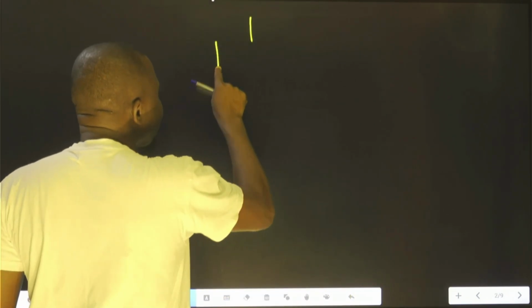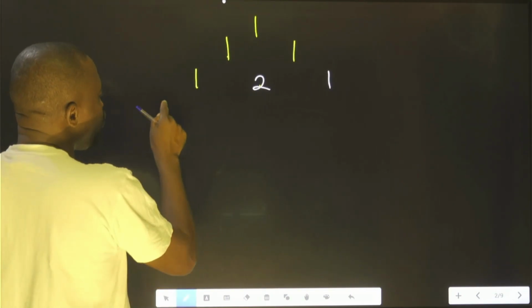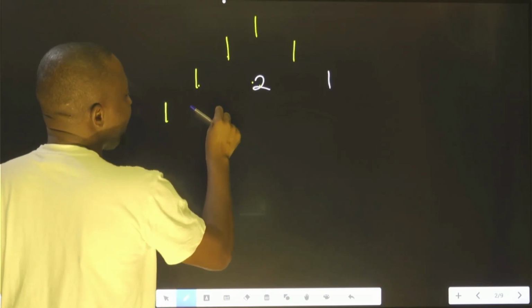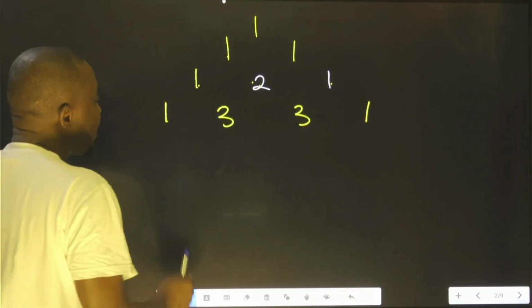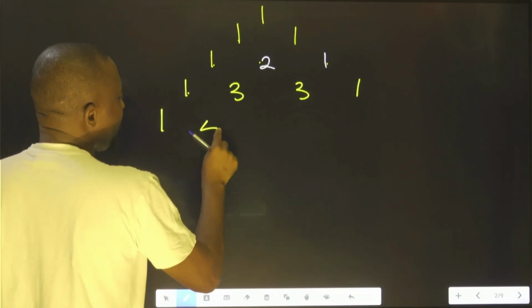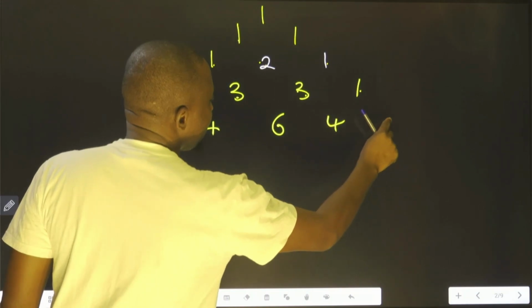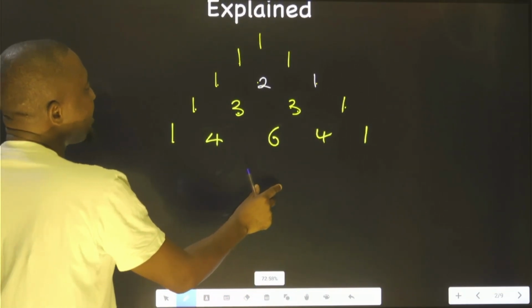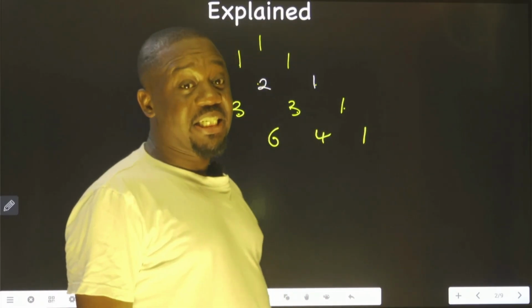What did we learn in Pascal's triangle? We said, starting with 1, continue to say 1, this plus this is 2, then 1. Then you continue: 1, this plus this is 3, this plus this is 3, then 1. Then you continue: 1, this plus this is 4, this plus this is 6, this plus this is 4, then 1. That is what we said is Pascal's triangle.